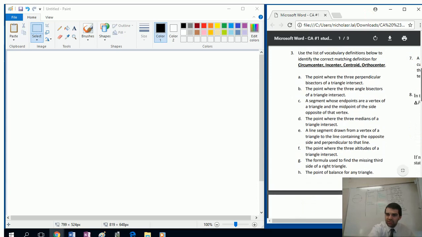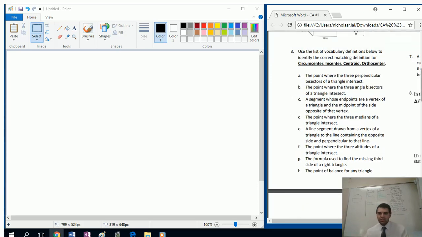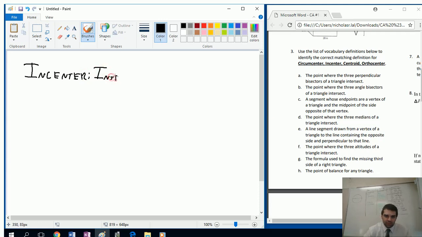Number 3. Use the list of vocabulary definitions to match the correct definition for circumcenter, incenter, centroid, and orthocenter. So for this one, this is not really a math problem, it's just memorizing the correct answers. So incenter, that's going to be the intersection of the angle bisectors. Yes, angle bisectors of the triangle.